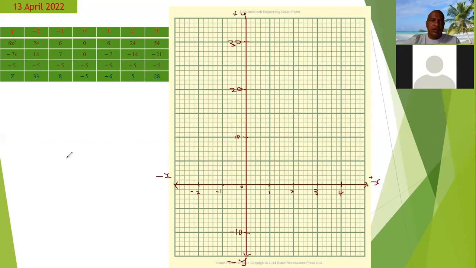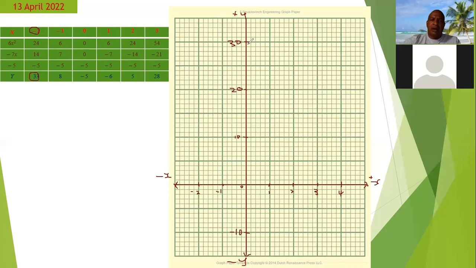So now we are going to plot our points. So we are looking for x equal to -2 with y equal to +33. So, all right, when x equals -2, we are going up to +33. So we are going all the way up to the top here. So this is 30 up here. And so we want to go up to 33.